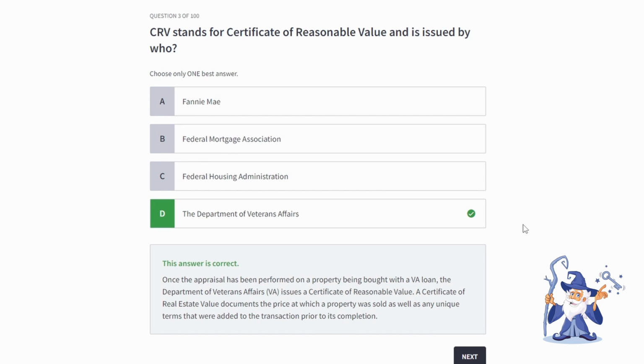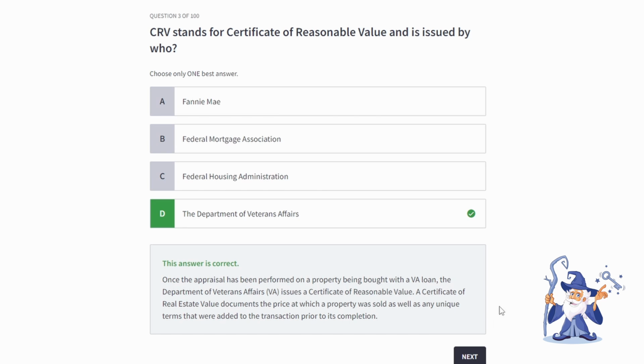So once the appraisal has been performed on a property being bought with a VA loan, the Department of Veterans Affairs issues a certificate of reasonable value. A certificate of reasonable value documents the price at which a property was sold, as well as the unique terms that were added to the transaction prior to its completion. So obviously you need to be familiar with this specific certificate and its relationship with the Department of Veterans Affairs.